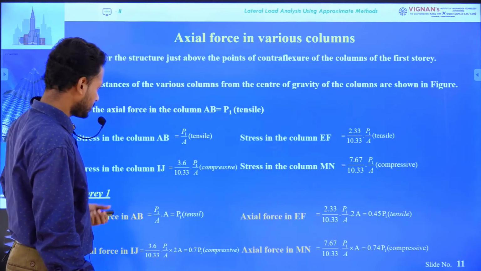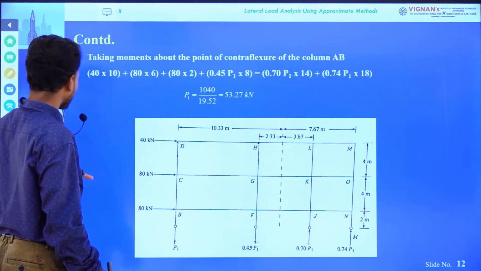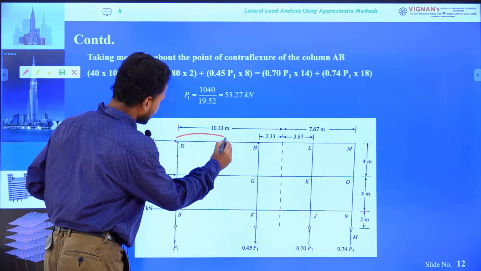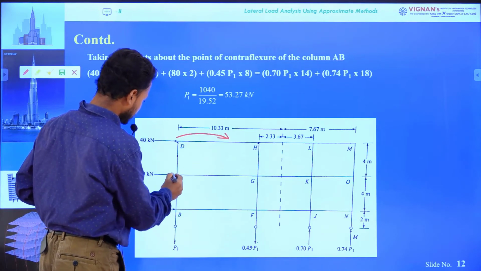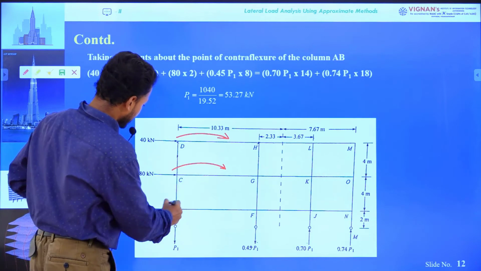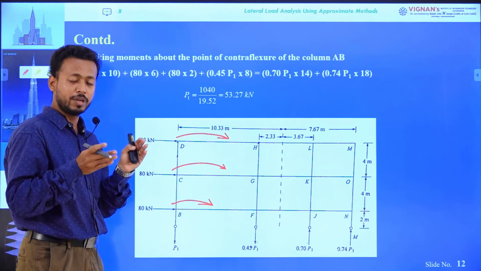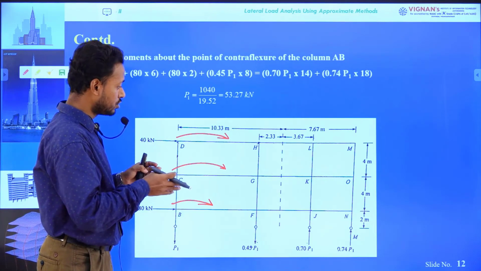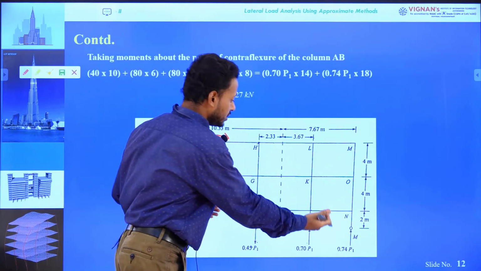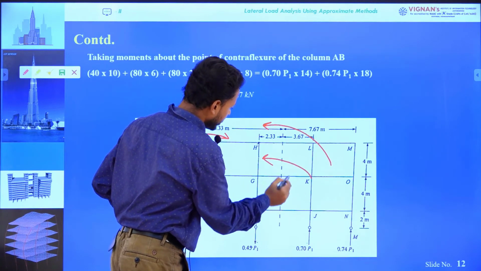Okay, here you can see these forces are trying to rotate this building in this direction, this force is trying to rotate this building in this direction, and this also is trying to rotate this building in this direction. So to counteract this rotation and make the building stable, you have to push from this side, so that this moment can be counteracted in this way.